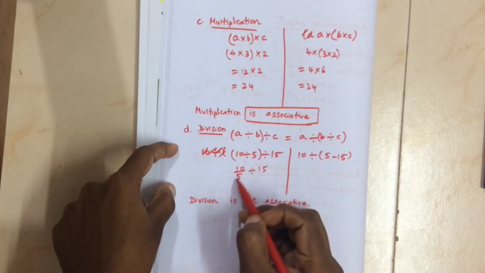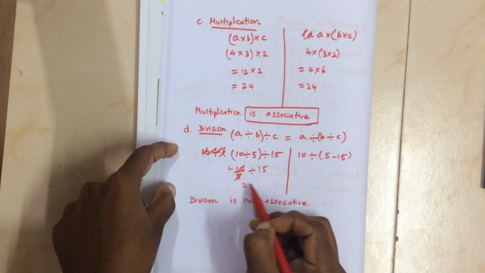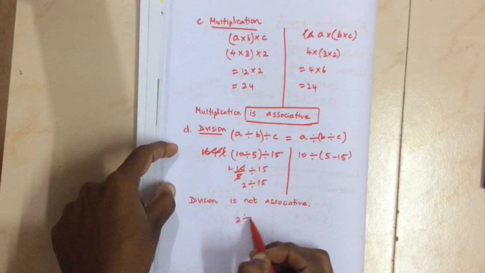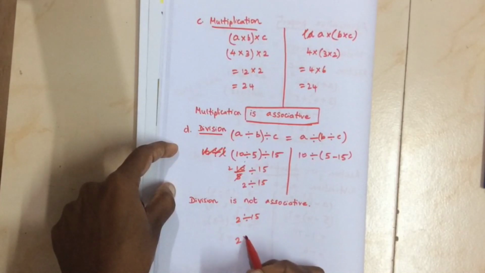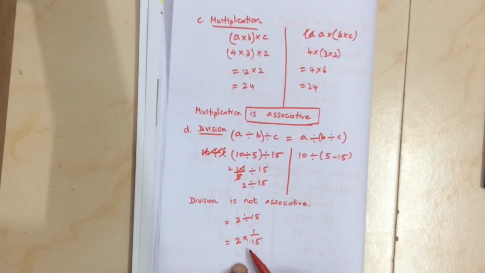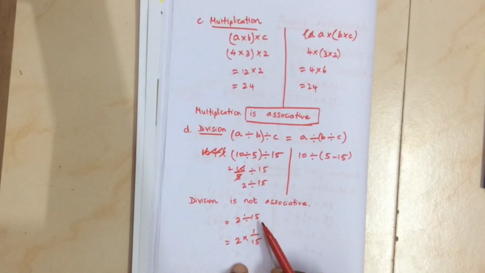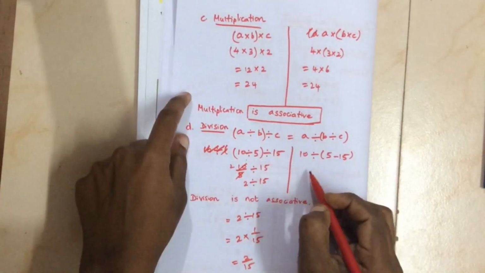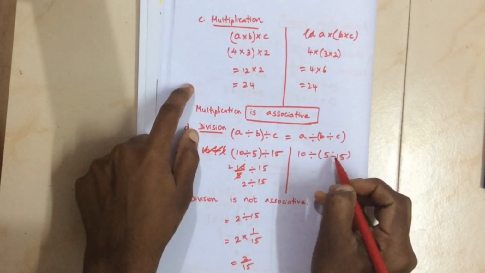What is 10 divided by 5? 5 1s are 5, 5 2s are 10. So this is 2 divided by 15. How to do 2 divided by 15? 2 multiplied by 1 by 15. Whenever there is a division symbol, you can change it to multiplication by taking the reciprocal. So that is equal to 2 by 15. Then what comes here? This is division.